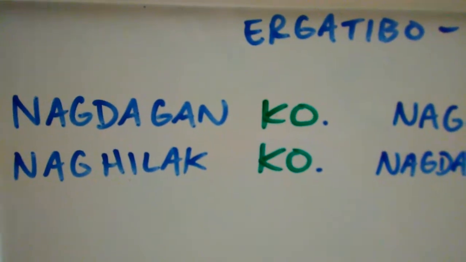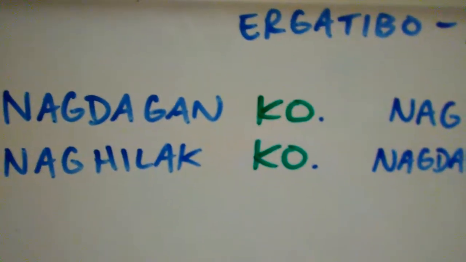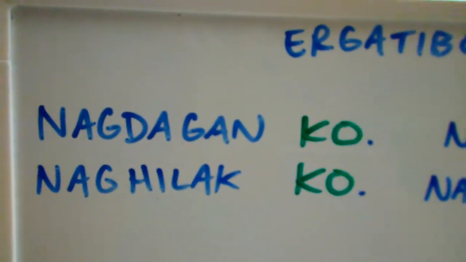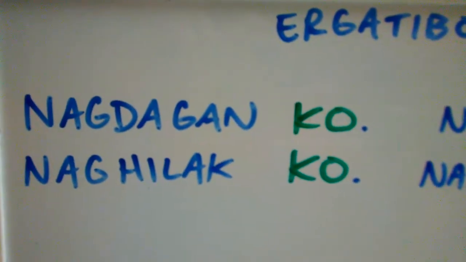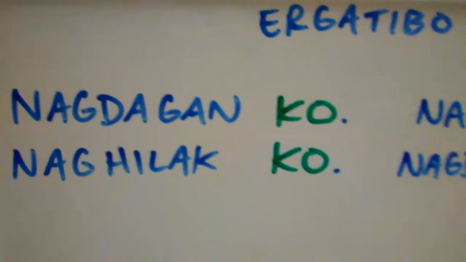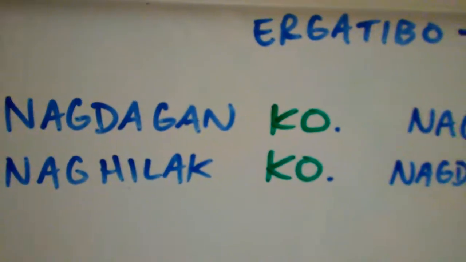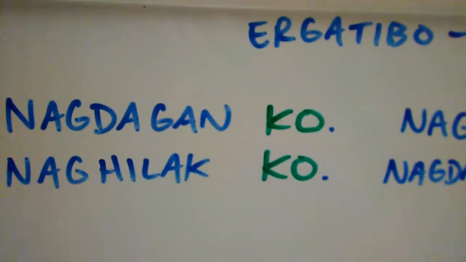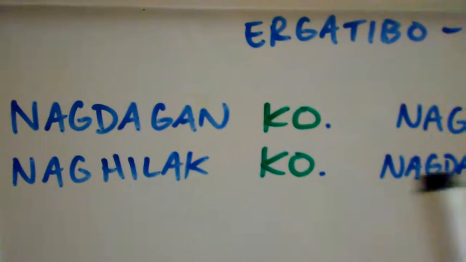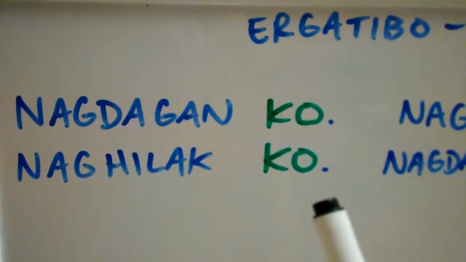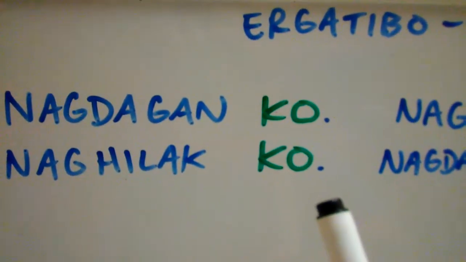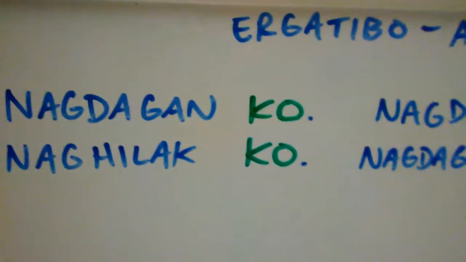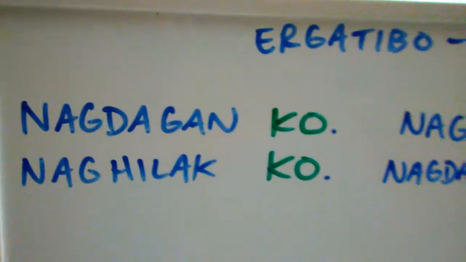Because you can't run... I guess you can run an object, but in this case it's just running. And hilak, I don't know if you can cry an object. It's weird, but yeah, cry. So naghilak ko. And I wrote ko in green here to indicate that it's in the absolutive case. We're using the first person singular pronoun in the absolutive case, ko, right? And it's a short form of ako, right? I wrote it in green.